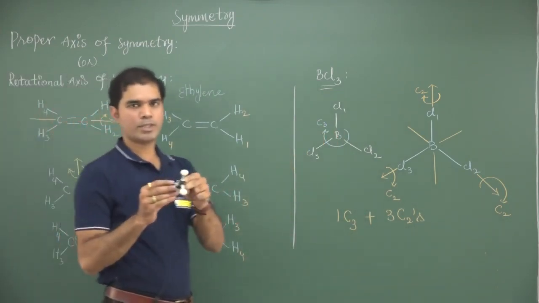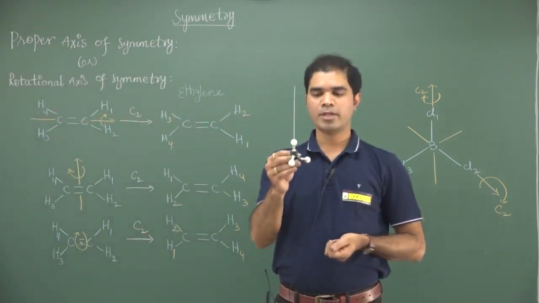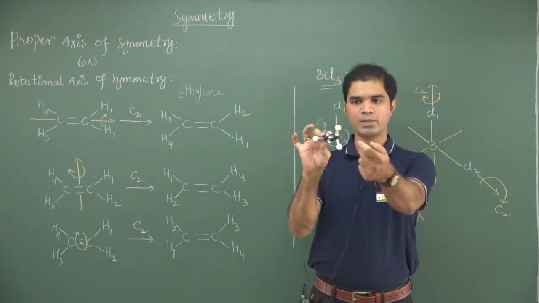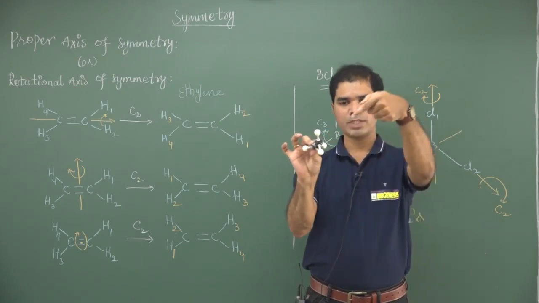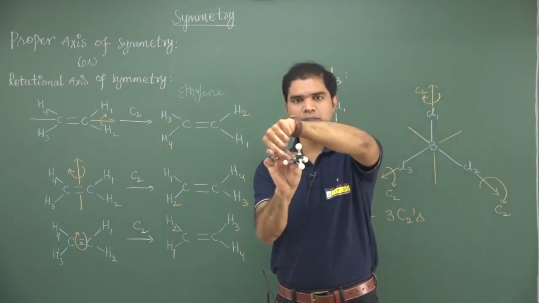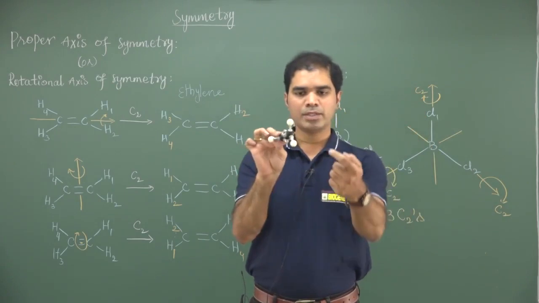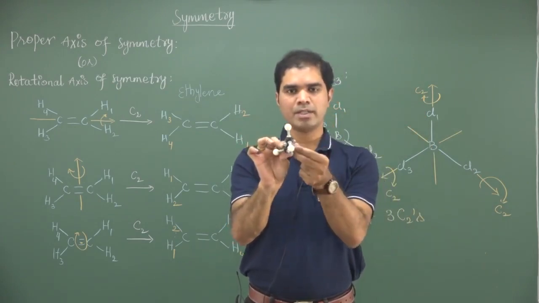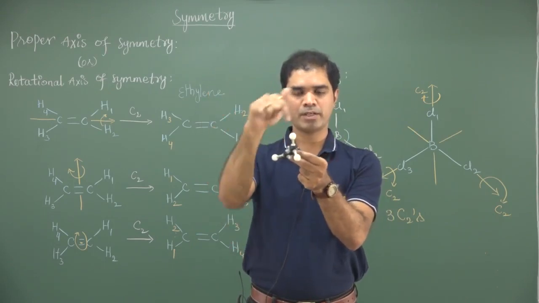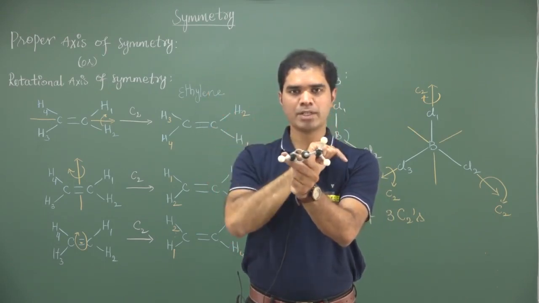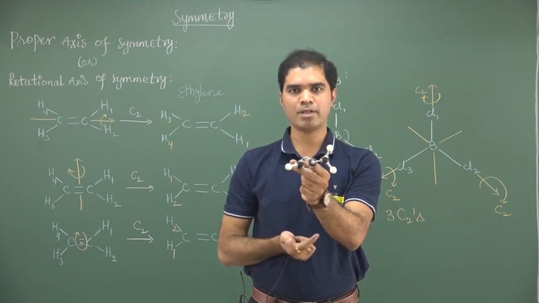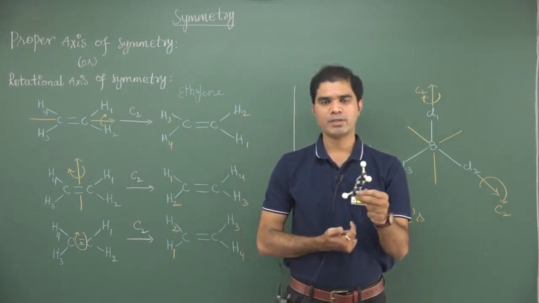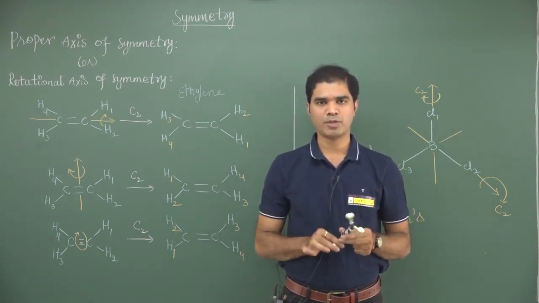For allene, I have represented all the symmetry elements in a video, you can just go through that video. There is a C2 which is passing through 3 carbons and 2 C2s which are perpendicular to this and are passing through the central carbon atom. So the one which is passing through 3 carbon atoms can be called the principal axis, and the other 2 C2s which are perpendicular to it and pass only through the central carbon atom are called subsidiary or secondary axes. So this is how you have to identify the rotational axes present in different molecules.